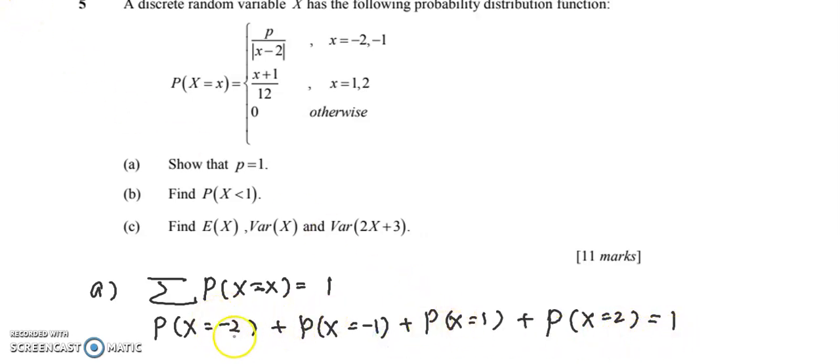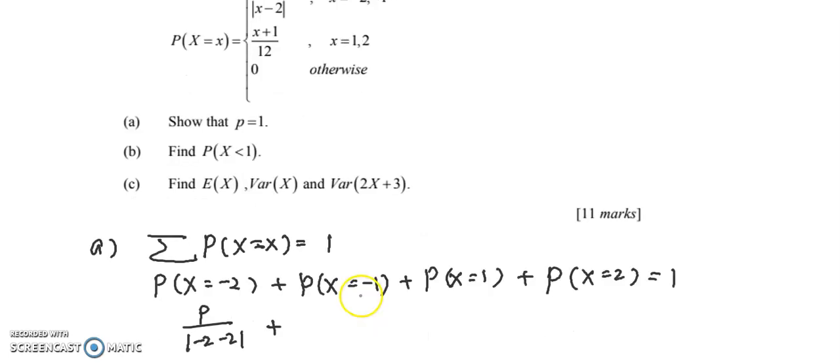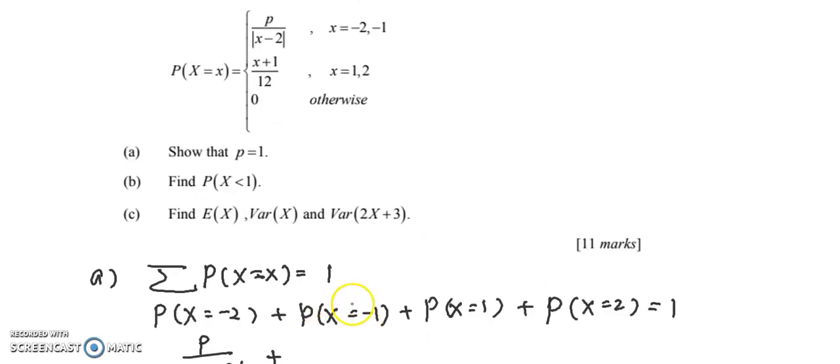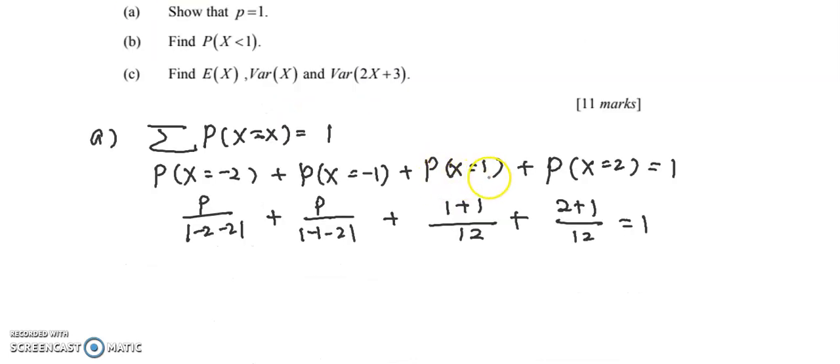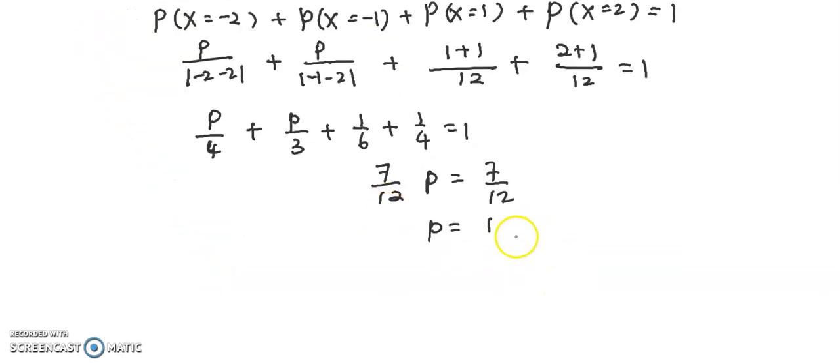Now we substitute -2 into the P function, which corresponds to -2. That is, substitute x as -2. For P(X = -1), we substitute -1 into this function. For P(X = 1), we also substitute into the function corresponding to x equals 1, and the same for x equals 2. Then we simplify and solve for p. Finally, we got p equals 1.